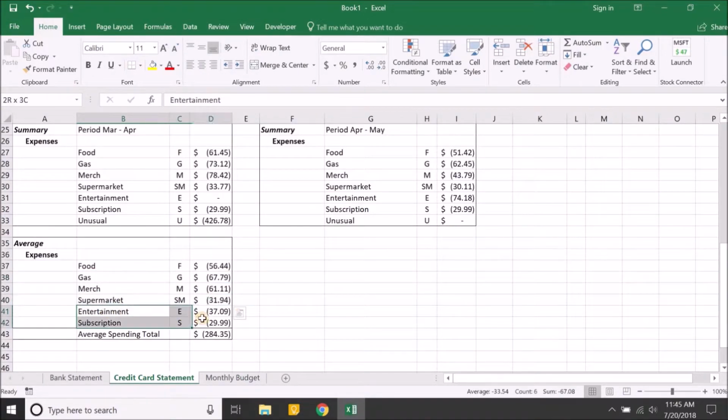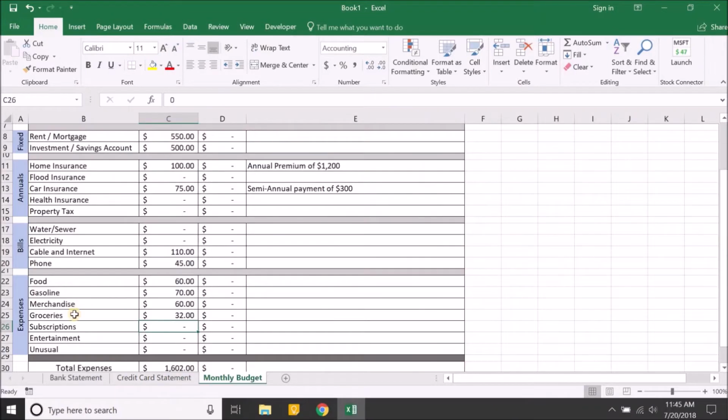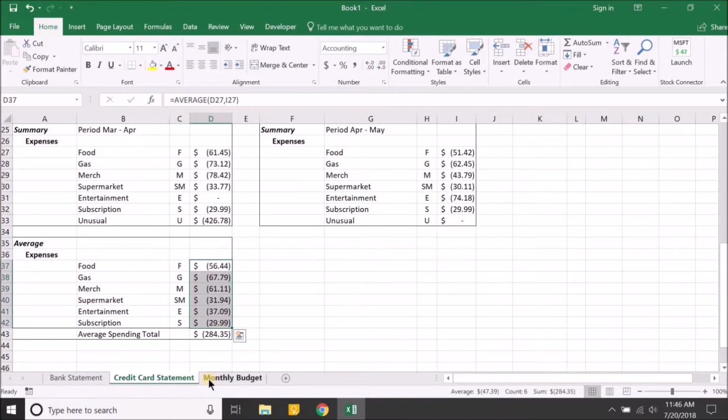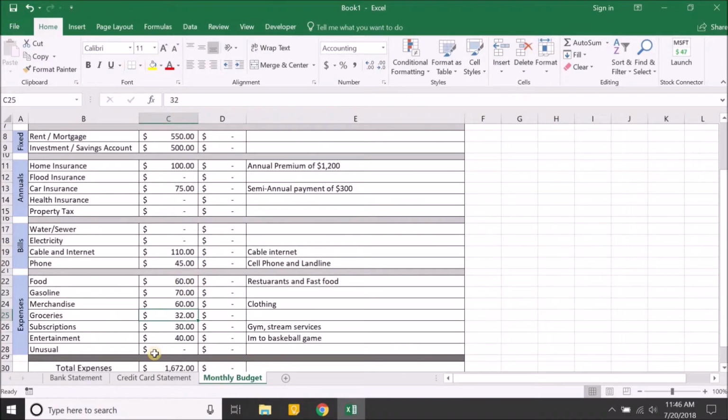Okay, then we have entertainment and subscriptions. So entertainment was 40 and subscriptions was 30. You can change these numbers. They don't have to be exactly from your average. So if you feel like you're going to spend a little bit more money on, let's say, groceries because you're going to throw a party maybe, you might want to increase this number for this month. And same goes for entertainment. If you know you're going to go to a game, you can go ahead and put the amount accordingly.